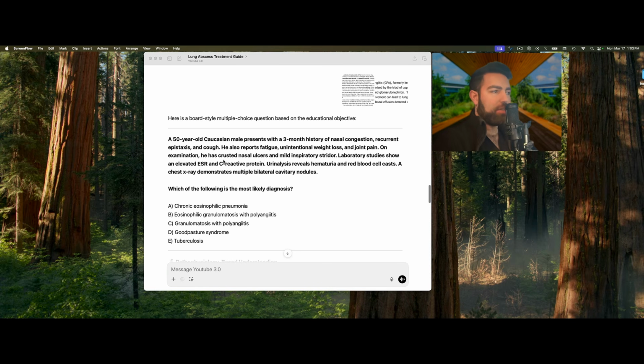On exam, he has crusted nasal ulcers and mild inspiratory stridor. Lab studies show an elevated ESR and CRP. Urinalysis is showing hematuria and red blood cell casts. A chest x-ray demonstrates multiple bilateral cavitary nodules. So this is one of those presentations where you have a lot of systems involved.